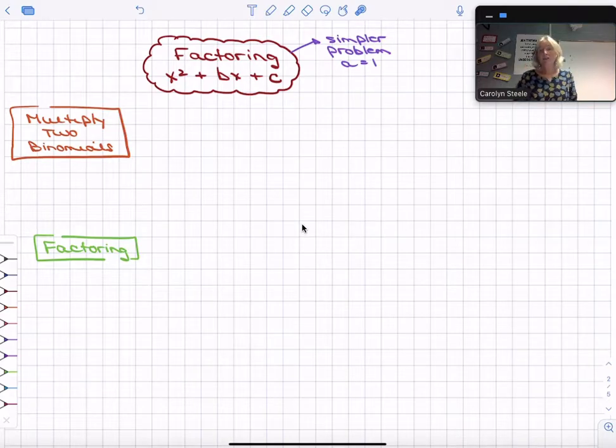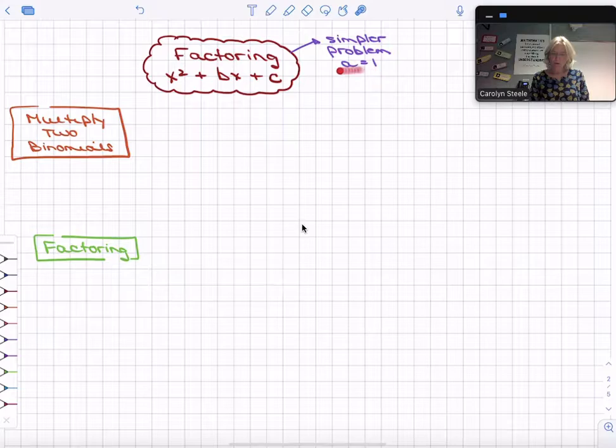Hi, mathematicians. In this video, we're going to learn how to factor a quadratic, how to convert a sum of monomials into a product of binomials. To get started, we're going to start with the simplest version of a quadratic, and that's one where our a, the number being multiplied by x squared, is 1.